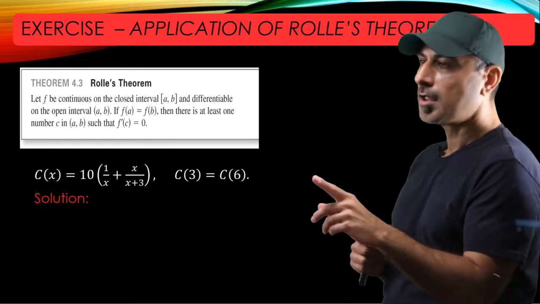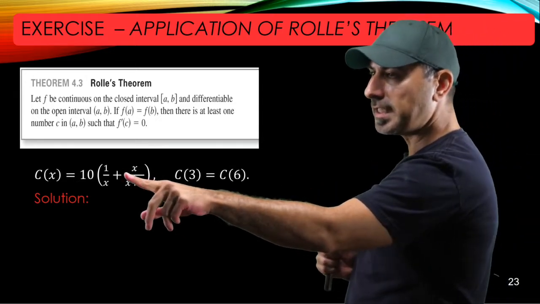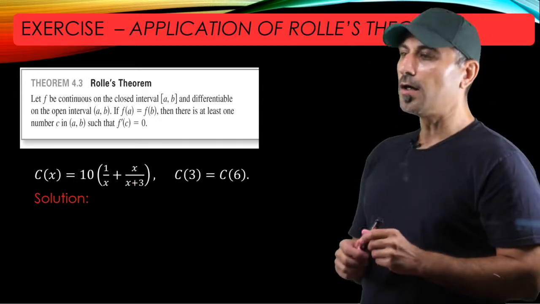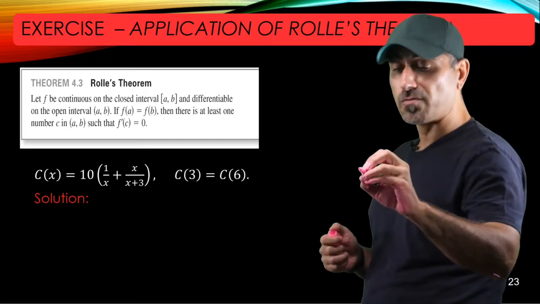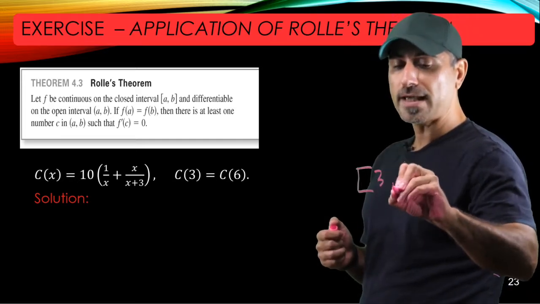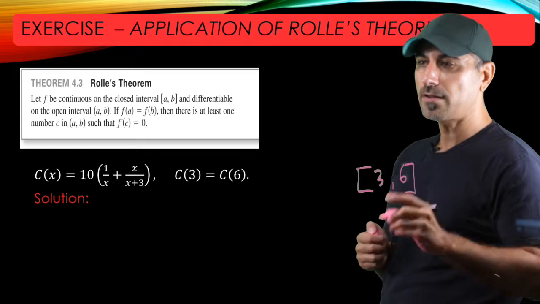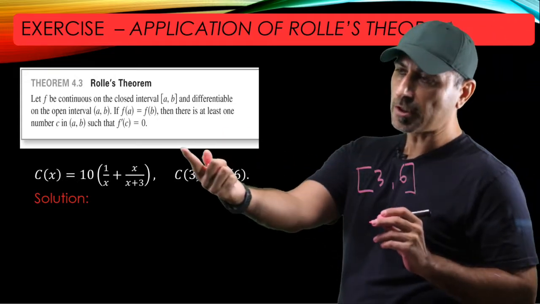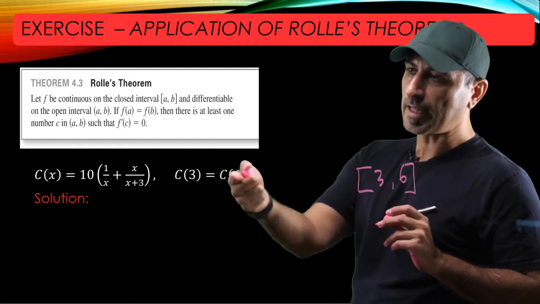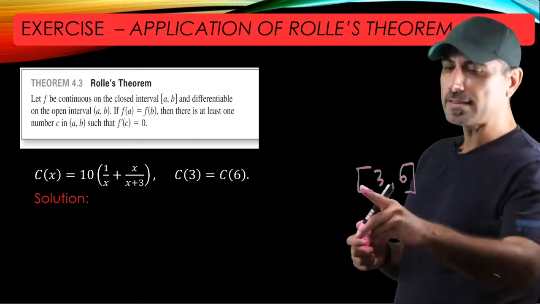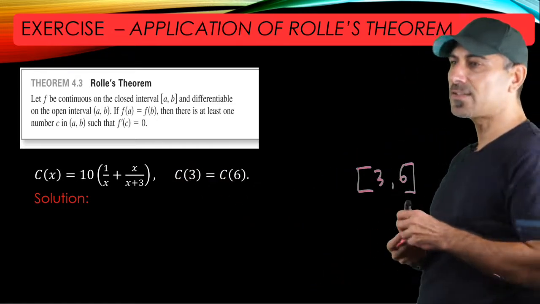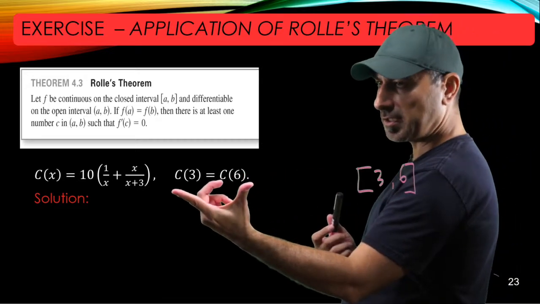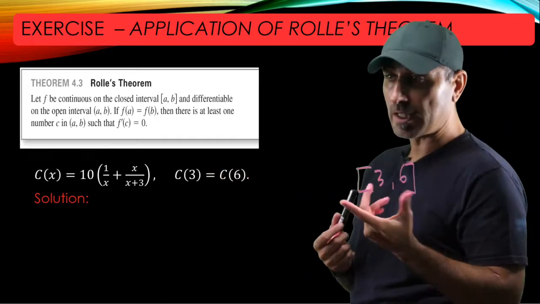In other words, we check the continuity and differentiability of this function for the interval 3 and 6, closed or open. And then the third condition is that we want to check that the function attains the same value at the endpoints of the interval. In fact, this condition, given in the question statement, tells us how the interval is chosen here.